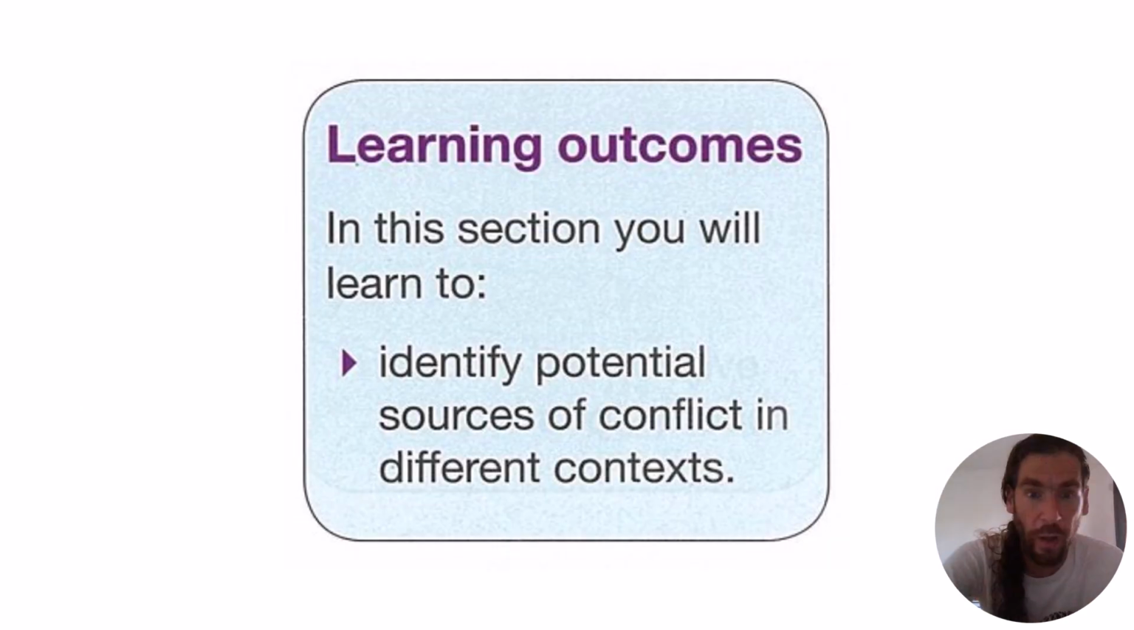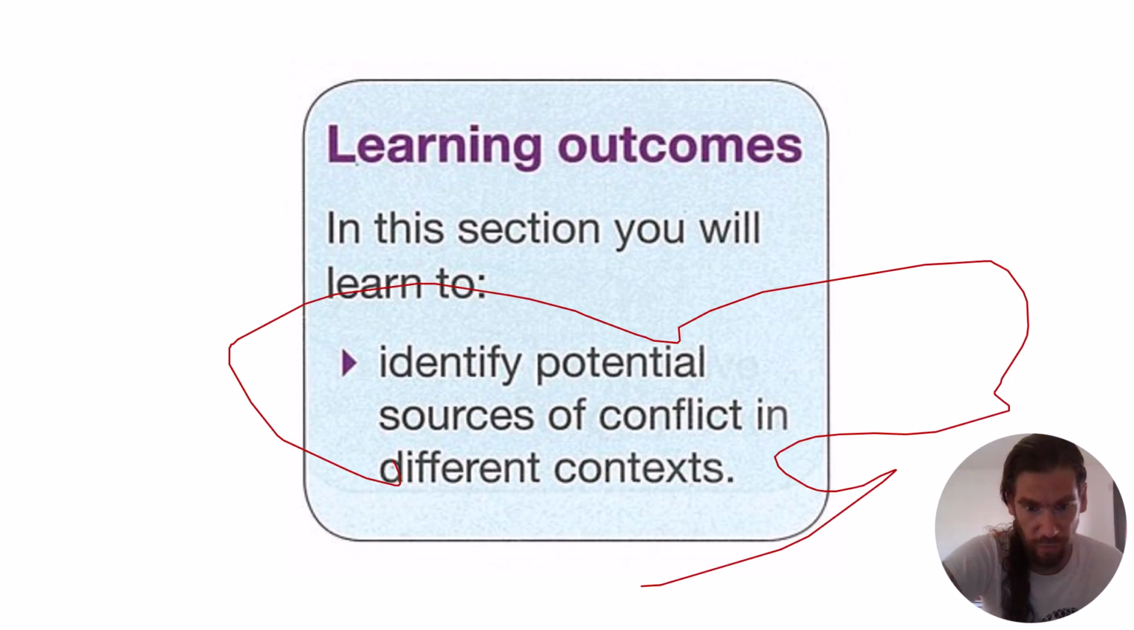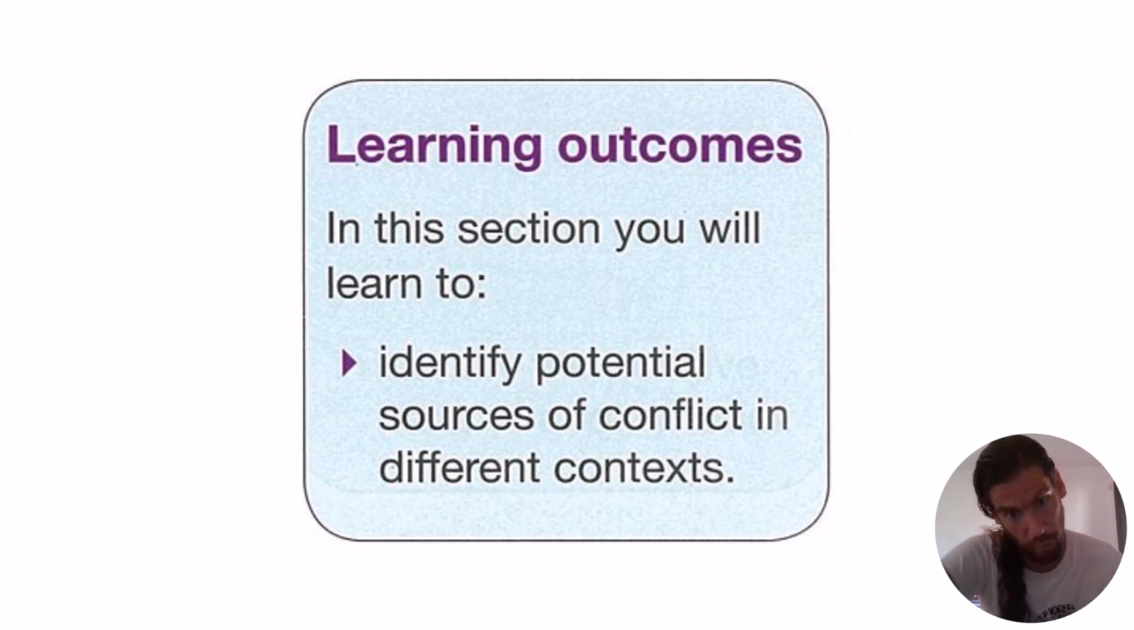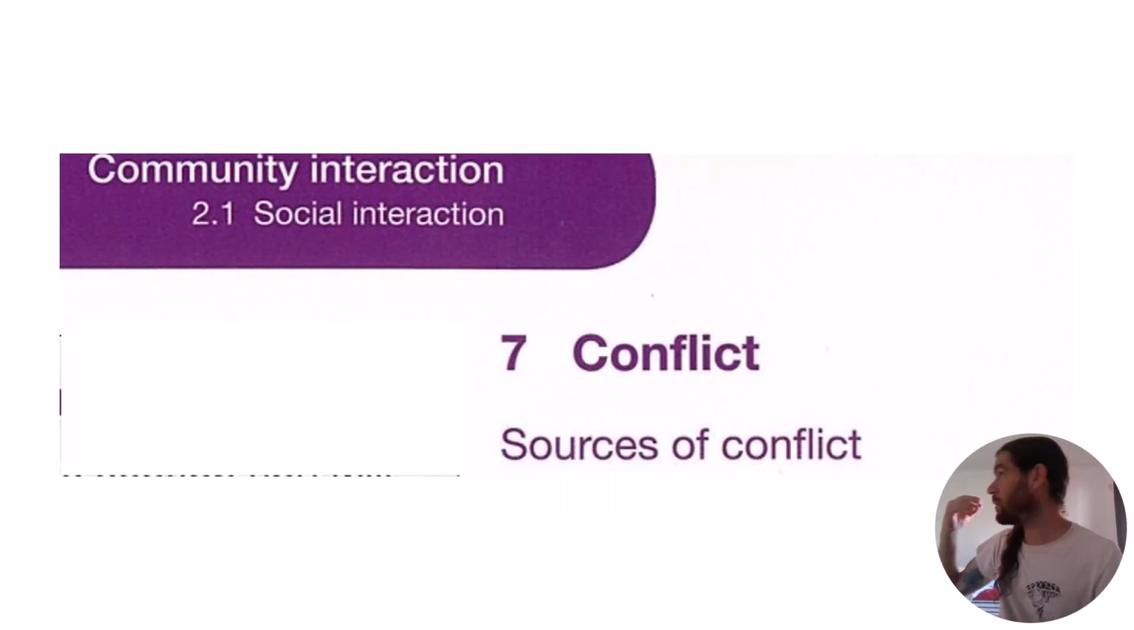So we talked about the learning outcomes. In this section, you will learn to identify potential sources of conflict in different contexts, like you can see here. You have to be able to identify those, as this could be a possible question during the test. And we talked about this paragraph, part 7 of chapter 2, paragraph 1, which we just saw.